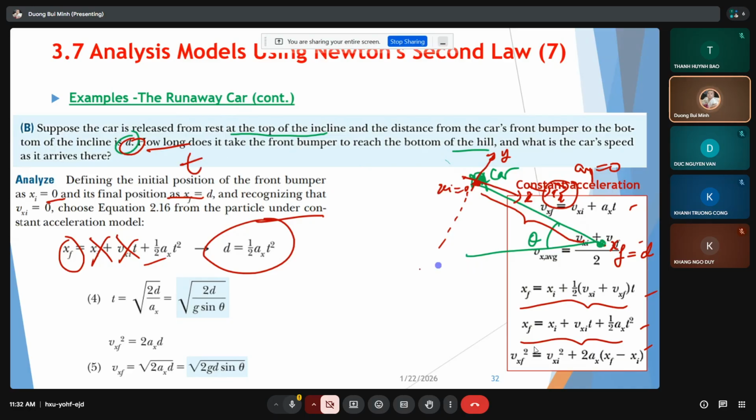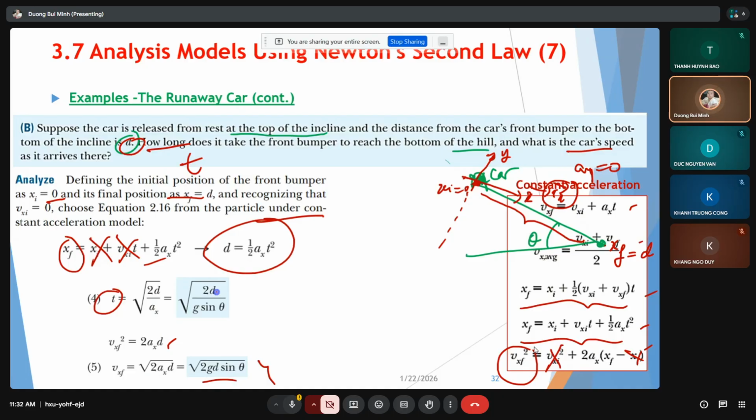Then we continue to calculate how long it takes. So time is the square root of 2d over ax. If we know d, we can get the time. We also calculate the final velocity of the car. Our initial position xi is 0, so you get vxf squared is 2 ax times d. After that you can get the final velocity. So the car speed is calculated by this.